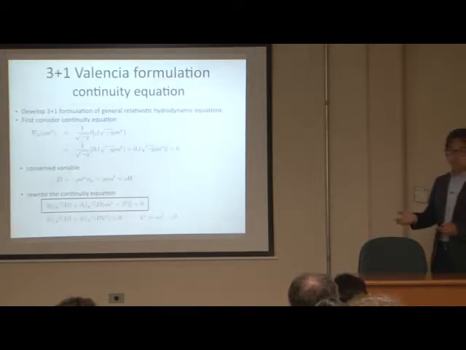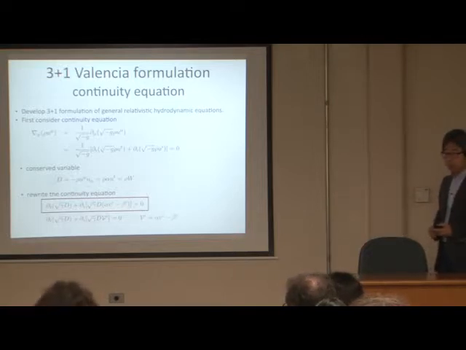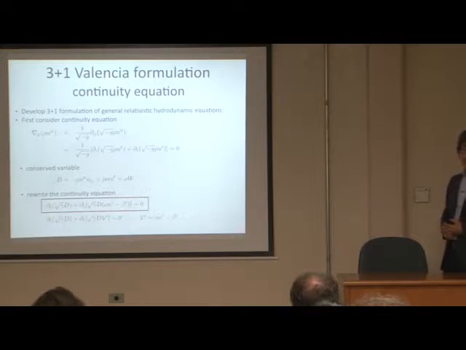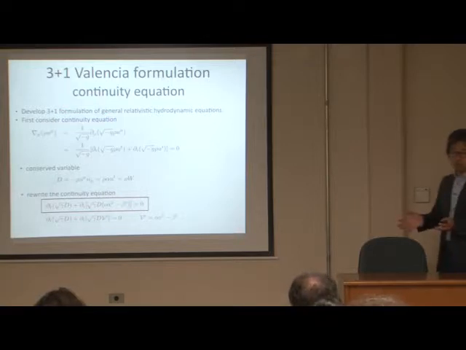Now we have explained how to decompose the metric, what decomposing means for the observer, and the meaning of this Eulerian observer. Now we turn to the general relativistic hydrodynamic equations, so that we can develop the 3+1 formalism of them. This is easier first, so first consider the continuity equation.